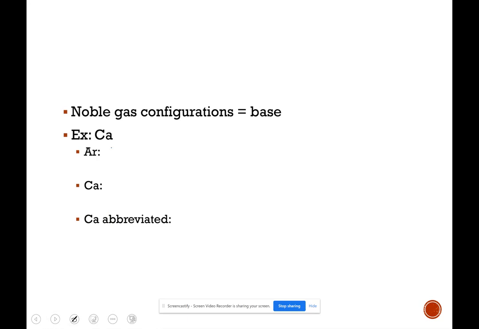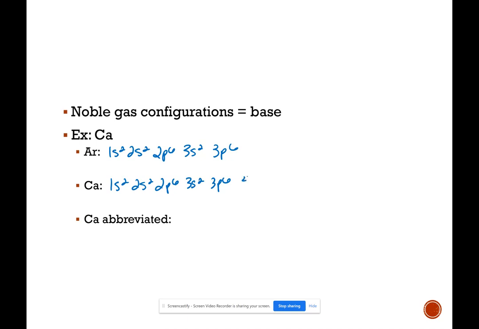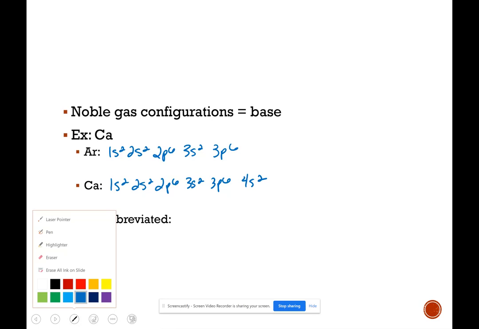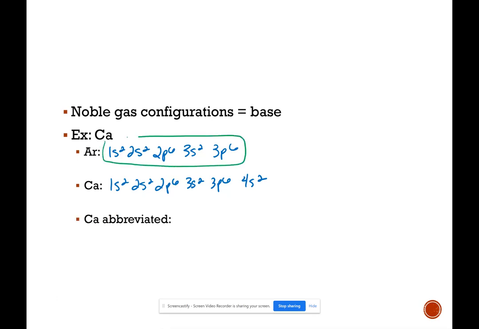So argon's configuration is 1s2, 2s2, 2p6, 3s2, 3p6. Calcium's configuration is 1s2, 2s2, 2p6, 3s2, 3p6, 4s2. So calcium's configuration is the same as argon's configuration. There's argon's configuration right there with 4s2 tacked on the end. And so when we're abbreviating calcium, we do it as argon in brackets and then 4s2.